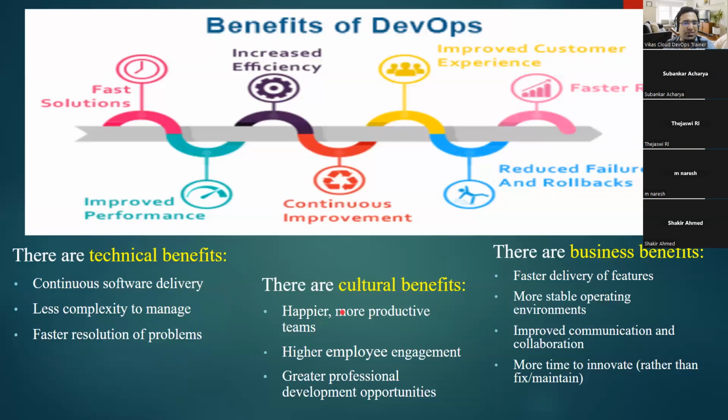If the team is sitting in the US or UK, it doesn't matter at all, because code and everything is available in a centralized location. Okay, so productivity will be more. Higher employee engagement. If people will not fight with each other, they will get engaged and they will work properly.